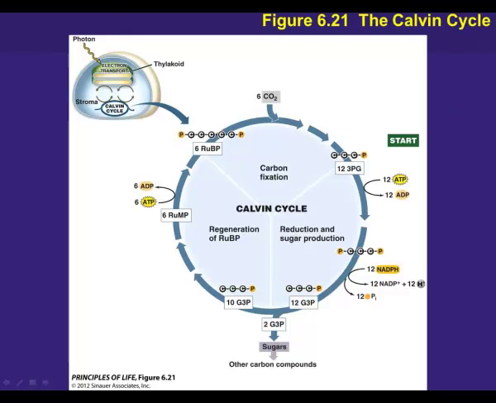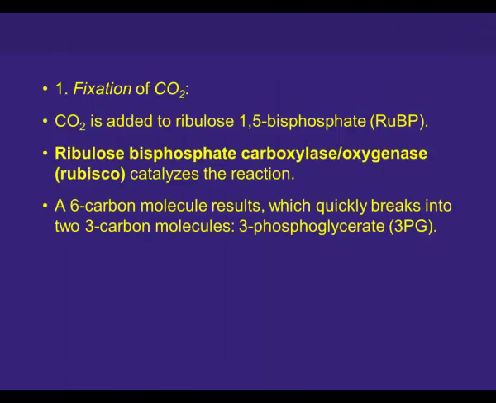This figure shows the Calvin cycle, and the Calvin cycle can be divided into 3 primary phases: a carbon fixation stage, a reduction and sugar production stage where NADPH is oxidized and used to reduce the carbon-containing compounds, and then finally a stage that regenerates the compound that's needed for the carbon fixation step. It's shown here as RuBP, which stands for ribulose bisphosphate. We're going to look briefly at these steps in more detail.